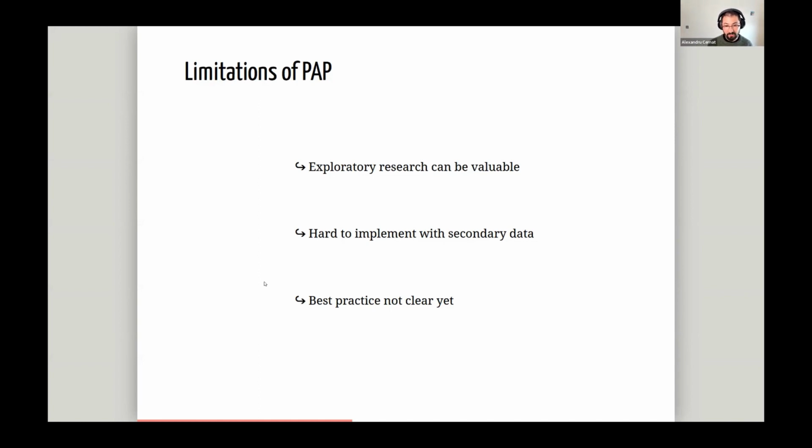So I think there are possible solutions to this issue of how to do real exploratory work, and also try to limit the specification search, and also how to do this with secondary data. There are solutions for these problems as well.